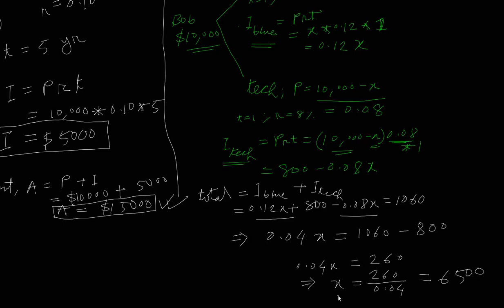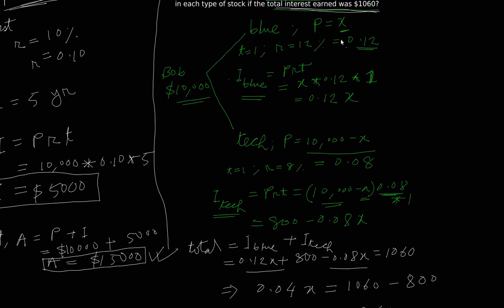So x is 6,500. What does x mean? The amount of money he invested in blue chip is $6,500. And the amount invested in tech stock is 10,000 minus x, which is $3,500. So he invested $3,500 in the tech company and $6,500 in the blue chip company.